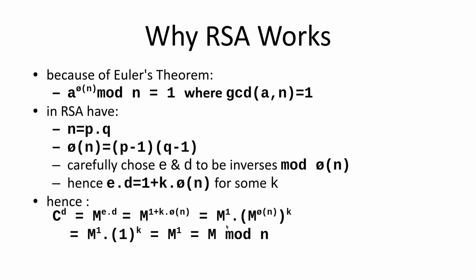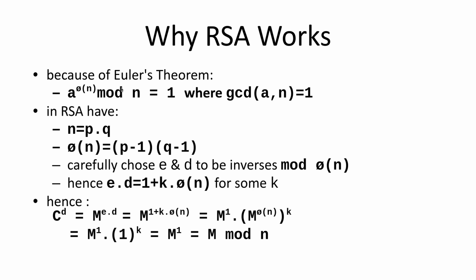Okay, now why does RSA work? Because of Euler's theorem. We saw this earlier itself. Euler's theorem: a raised to phi(n) mod n is equal to 1, where GCD of a comma n is equal to 1. This is Euler's theorem.